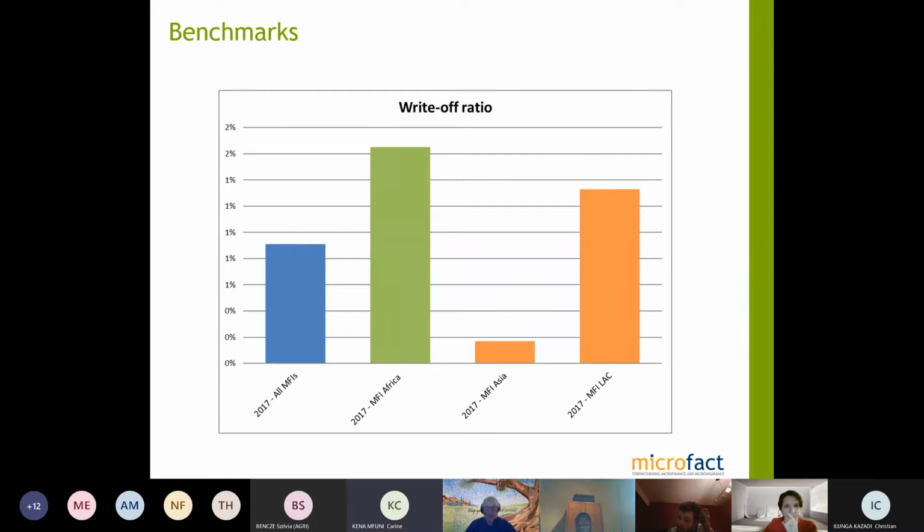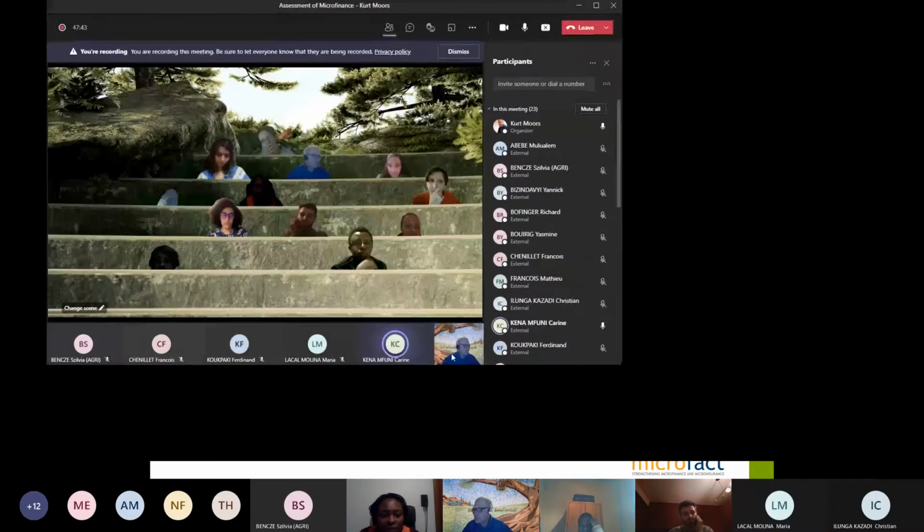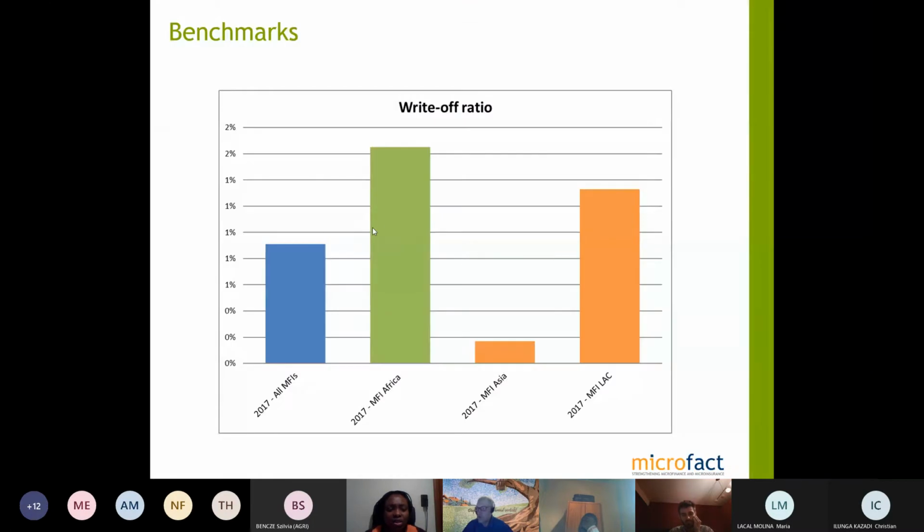Professor? Yes? I have a question. In the write-off ratio for MFIs in Africa, I see that it's 2%. It was a bit higher, yes, higher than 2%. Many portfolios are subject to loss in Africa.